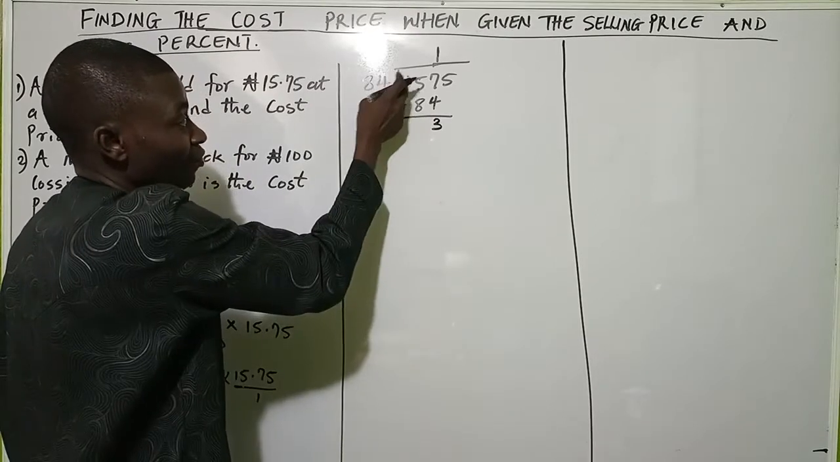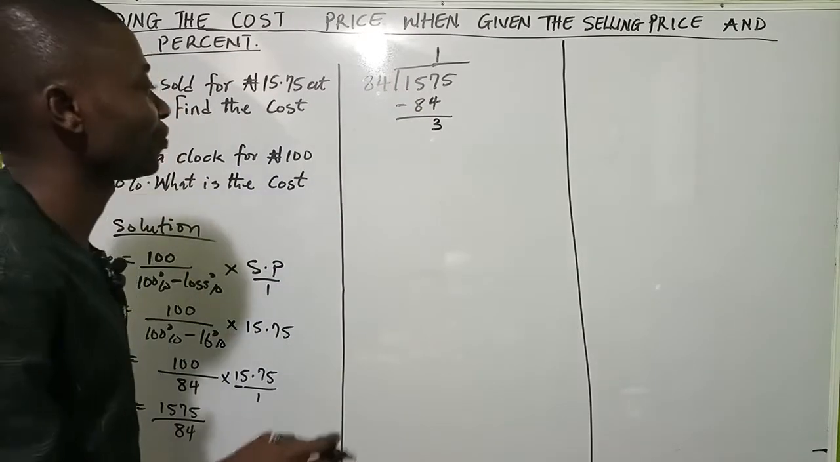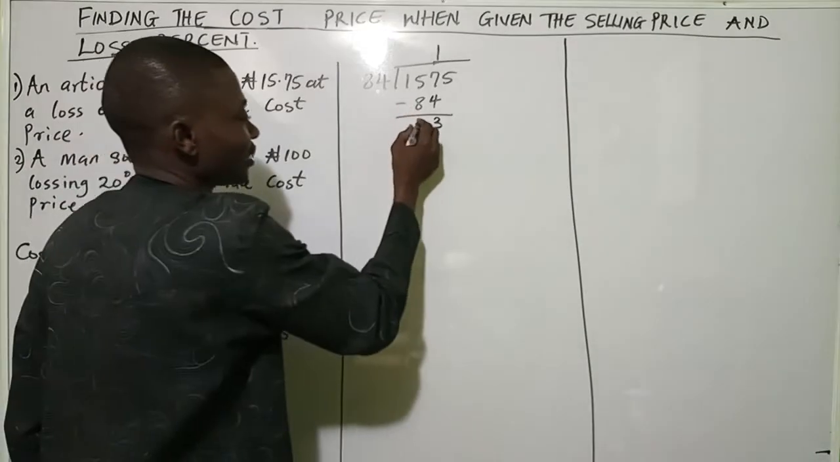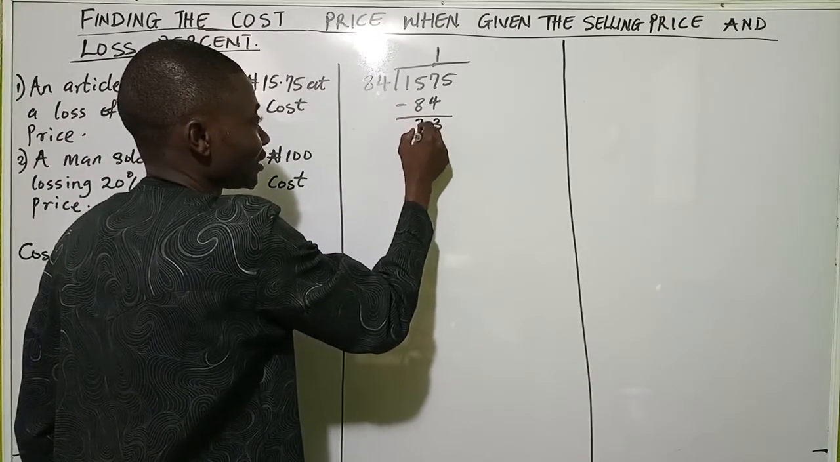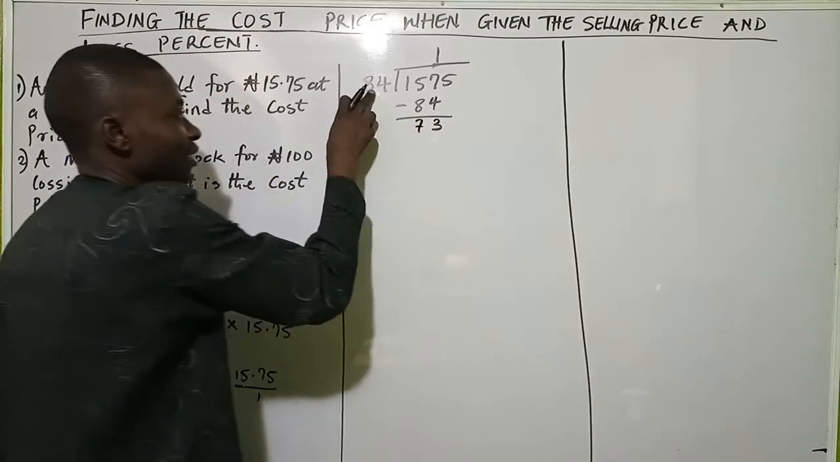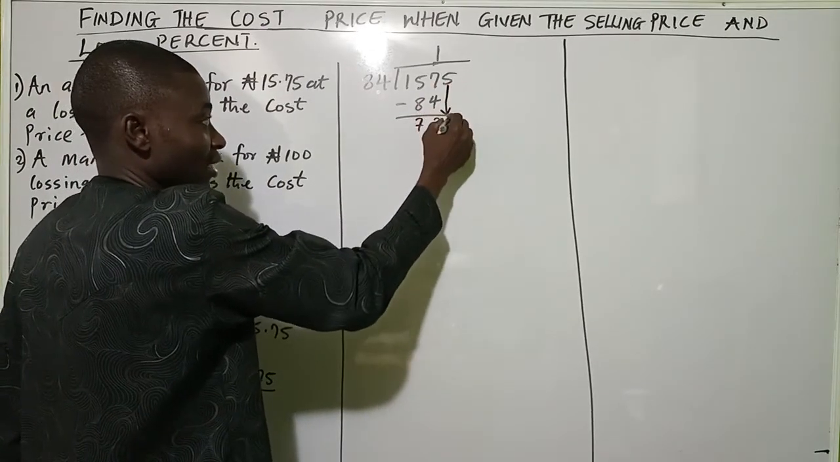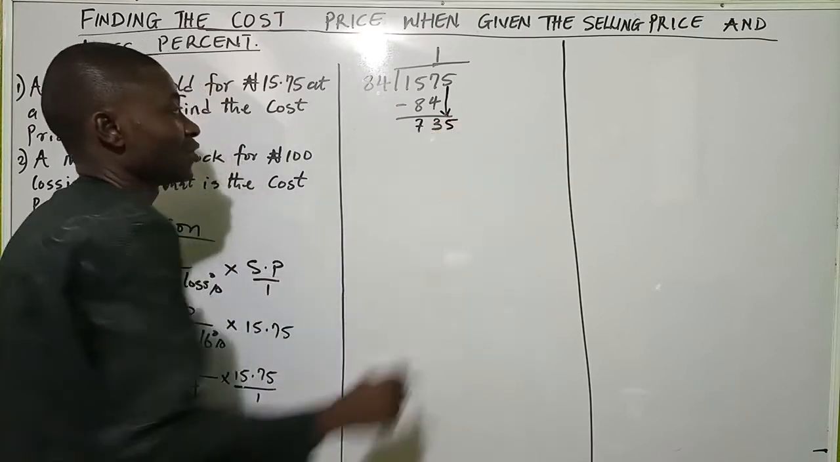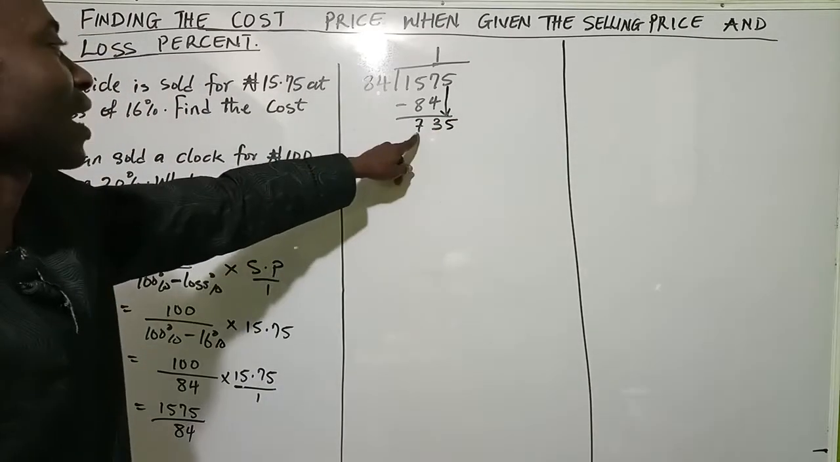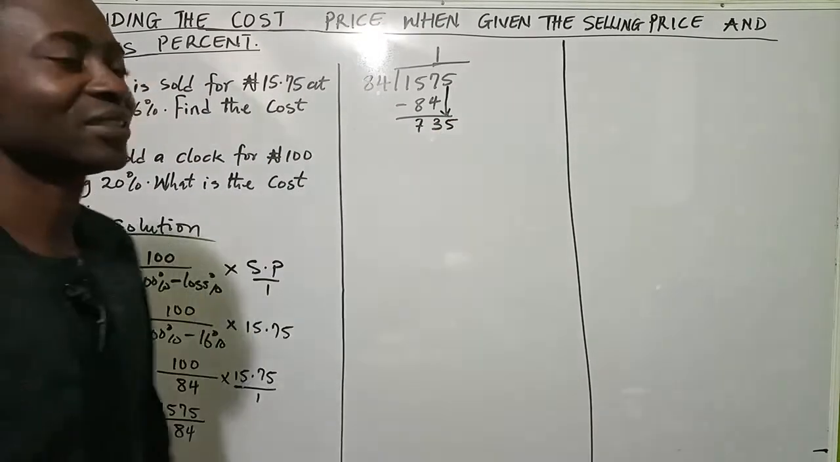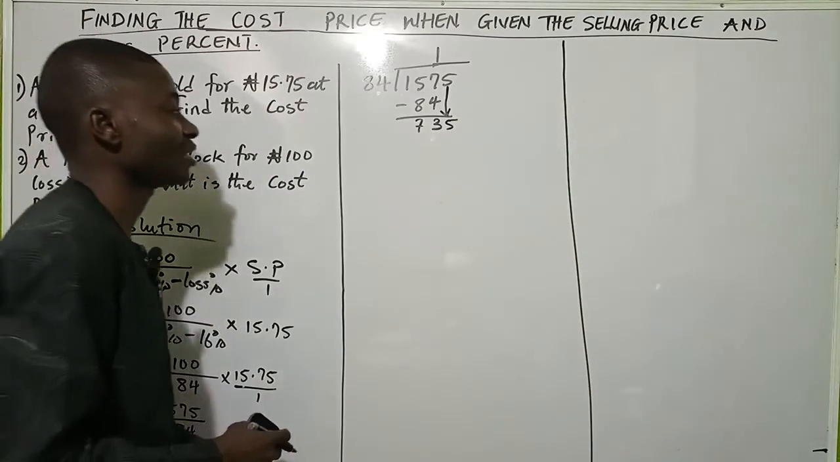5 minus 8, is it possible? No. So you borrow 1 from here and put it here. It becomes 15. 15 minus 8 is 7. So how many 84 do you have in 73? It's not possible. We'll bring down this 5. That gives us 735. So how many 84 do I have in 735?